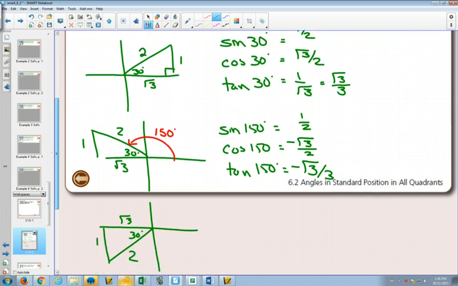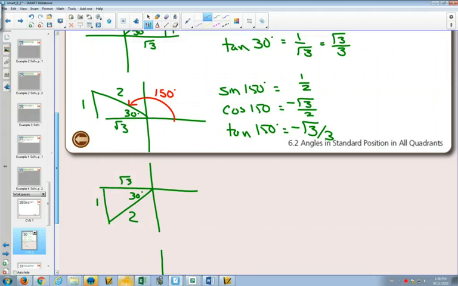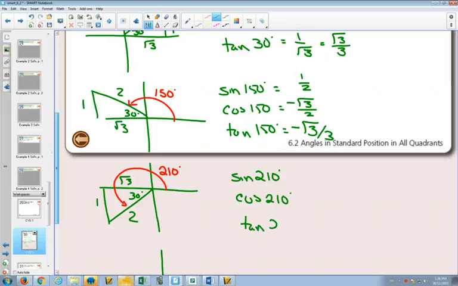If we go to our triangle in quadrant 3, our reference angle is 30 degrees. What is our actual angle? 210. So now sine of 210, cos, and tan of 210. Again, they'll have the same values, but only one of these will be positive. Which one will be positive now? Tan will be positive. Sine and cos will be negative.